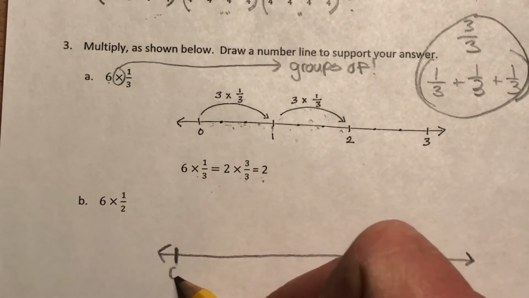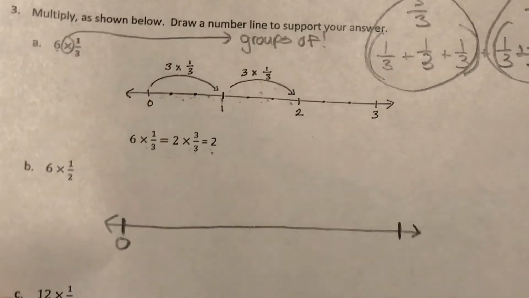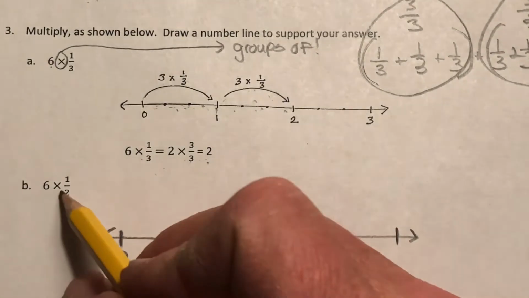Let's put the starting point at 0, okay? And then let's put this ending point here. I'm not sure what that's going to be yet, so let's just leave it blank. All right? So 6 groups of a half.